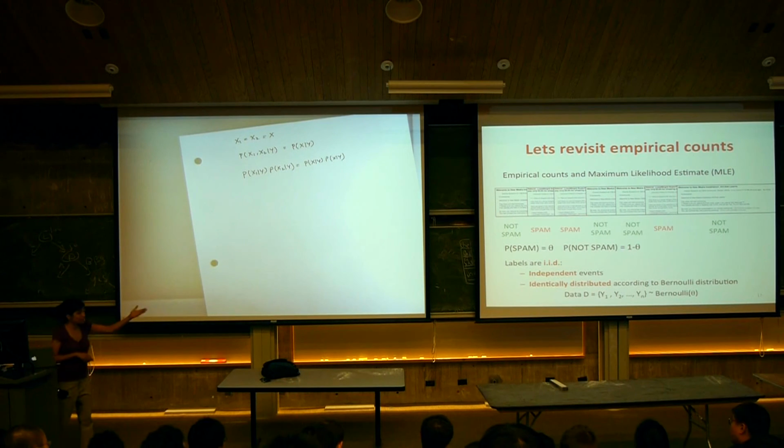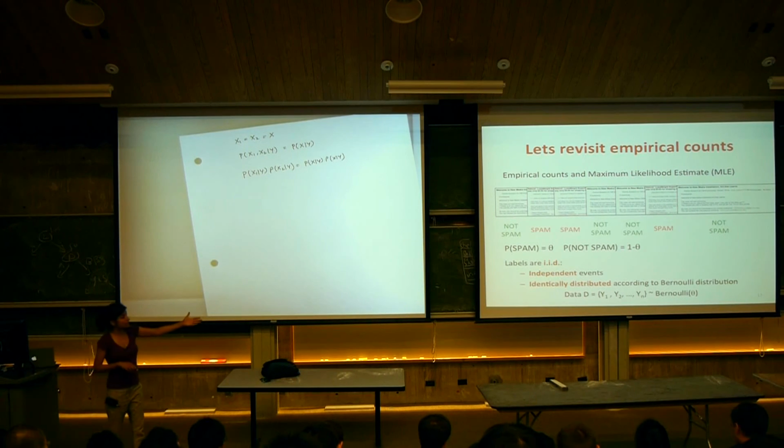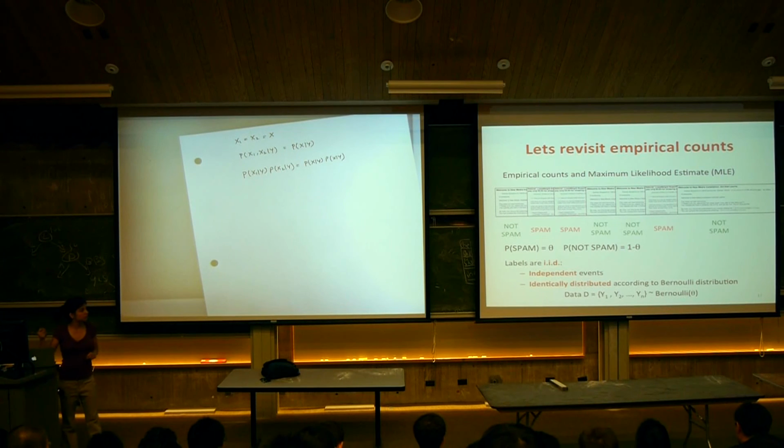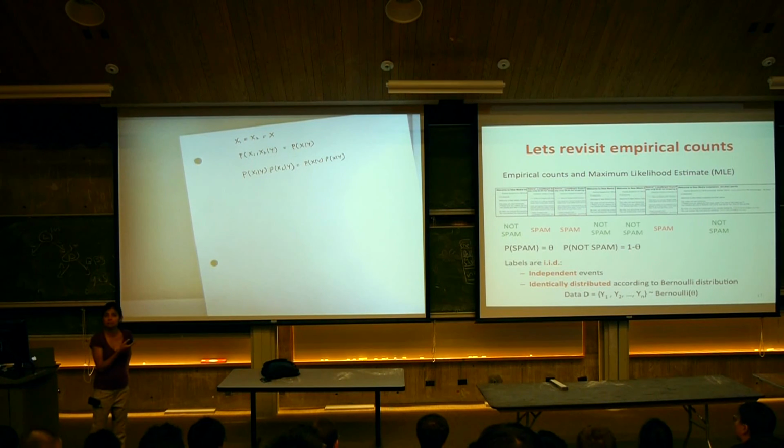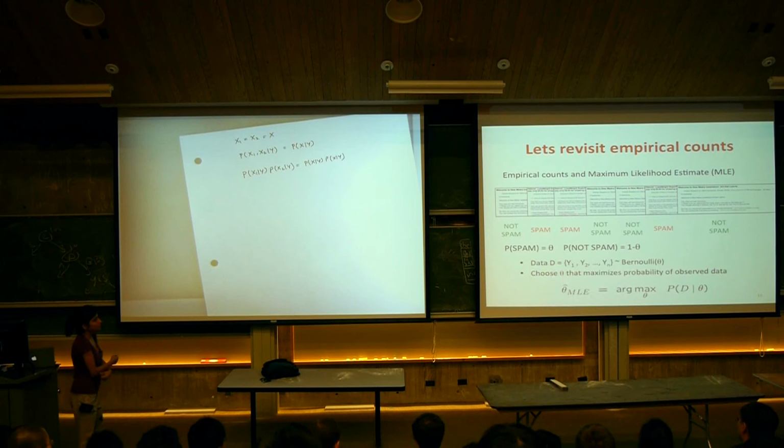So this is the underlying model, and we'll see that under this model, the empirical counts turn out to be the natural maximum likelihood estimates. We'll talk about what that means in a minute. But I hope the model is clear to everybody. We're just saying that you flip a coin to decide whether an email is spam or not spam. So that's your model. All the labels are generated IID according to a Bernoulli with theta as the parameter.